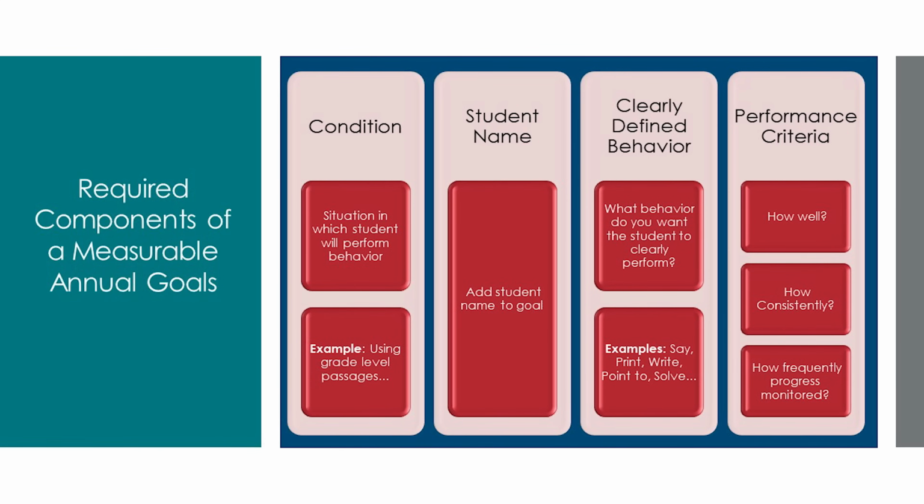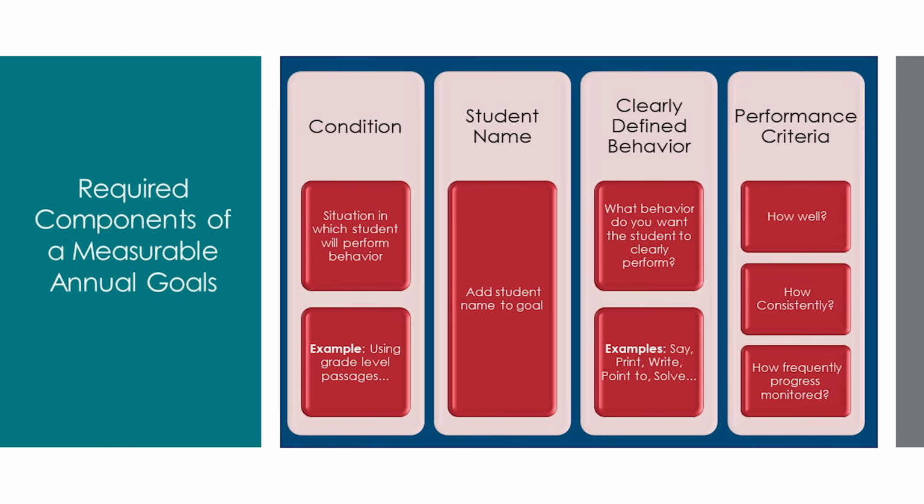Now that we have given an overview of what a measurable annual goal is and is not, we are going to move on to talk about the required components of a well-written measurable annual goal. A well-written measurable annual goal contains 4 required components: a condition, student name, clearly defined behavior, and performance criteria. In this section, we will clearly define each component while also providing examples to consider when writing measurable annual goals for your students. We will also be providing examples of measurable annual goals with all required components in place.